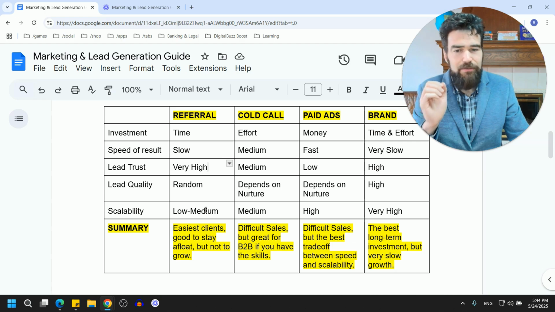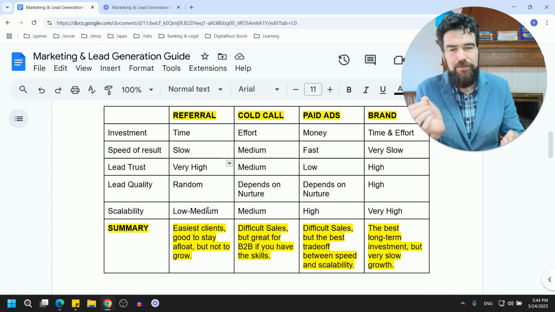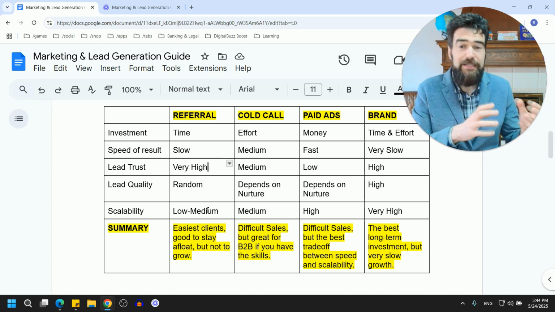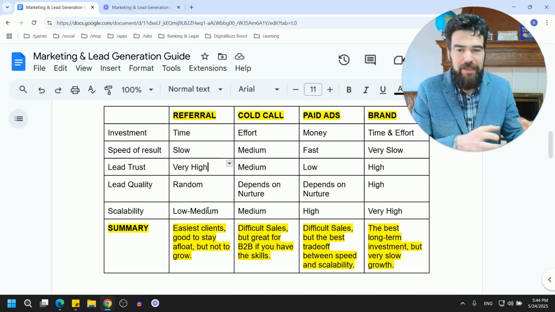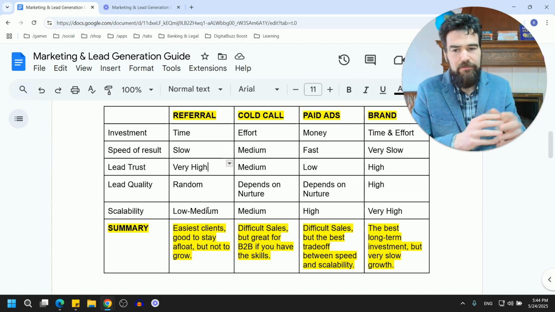The scalability of referrals is low to medium. So usually businesses don't grow very far on referrals alone. It's a very solid strategy to have, and it's a strategy that every business should grow. But if you're serious about growing your business, you have to look further than referrals.